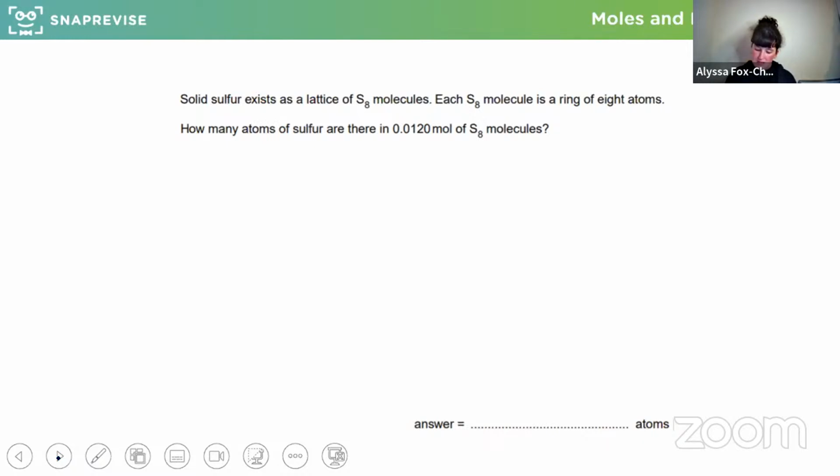So, solid sulfur exists as a lattice of S8 molecules. Each S8 molecule is a ring of 8 atoms. I mean, they didn't need to tell us that, but they have. Thank you. How many atoms of sulfur are there?